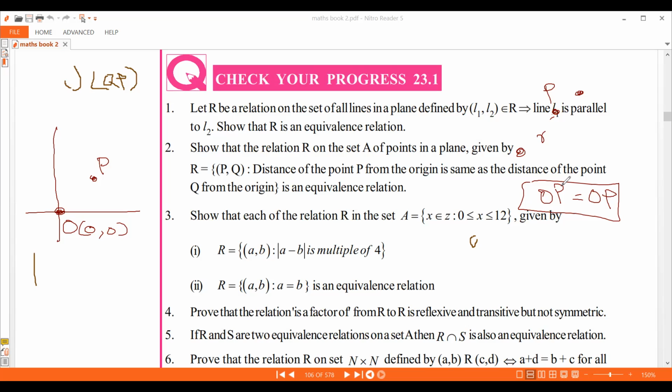Please read the question. Show that the relation R on the set A of points in a plane given by R is equal to PQ, such that the distance of the point P from the origin is the same as the distance of the point Q from the origin, is an equivalence relation. You have to tell that at the end. What do you have to do at the end? That it is an equivalence reaction. Relation, sorry.